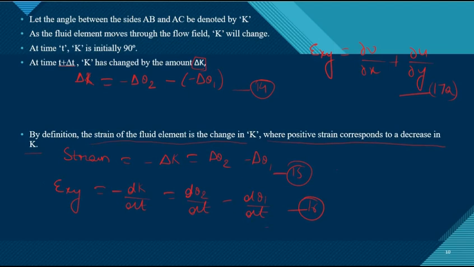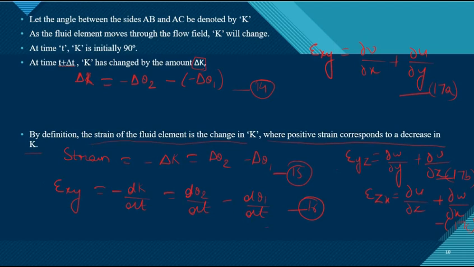Similarly, you can write for the yz and zx planes as well. That would be epsilon yz equals dou w by dou y plus dou v by dou z, and in the zx plane it would be dou u by dou z plus dou w by dou x. So these would be our 17b and 17c. Now, what are these three equations? They are the time rate of strain in three different planes.